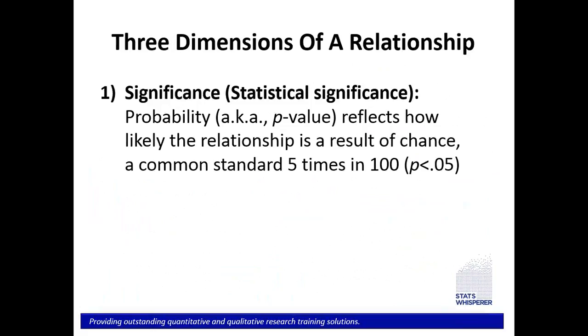Now significance, otherwise known as statistical significance, reflects the probability of how likely a relationship is due to chance. And the common standard in social science and many medical studies is 5 in 100. So if you've ever seen p is less than 0.05, that's what that indicates, that the statistical significance is less than 0.05, and that usually indicates it's statistically significant.